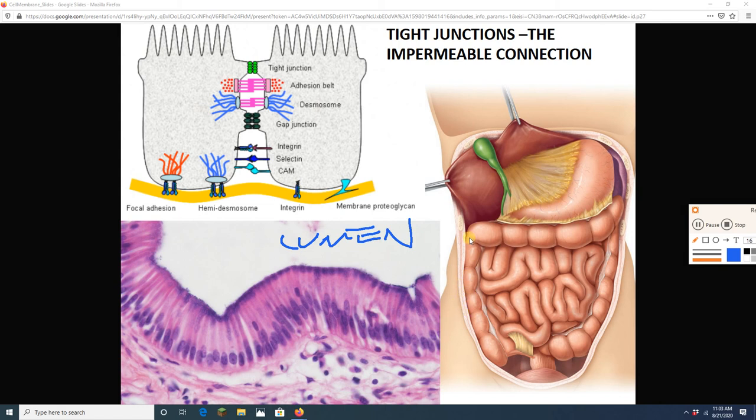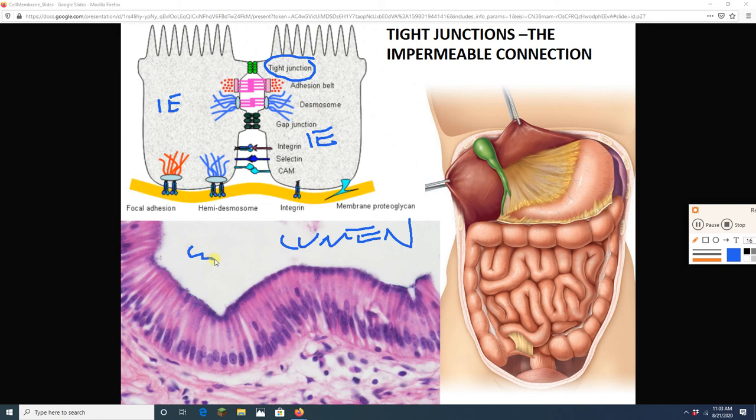Now, the cells in here, these are two of them. This is an intestinal epithelial cell. This is another intestinal epithelial cell. One of the ways we hook these cells together is via tight junctions. Tight junctions prevent nasty things.